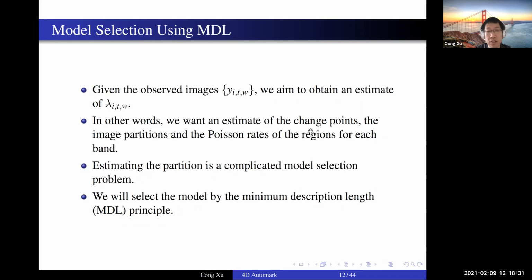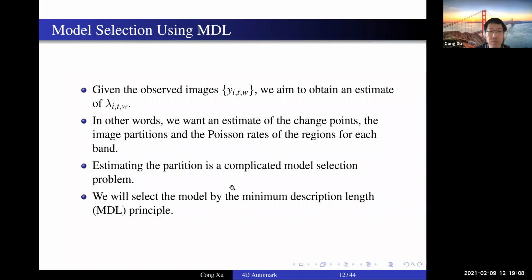Okay, but the problem is it's pretty hard to estimate the change points and the image partitions given just this 4D table like that. So estimating the partition is actually a quite complicated model selection problem. It's kind of like a combinatoric one. Therefore, we need some criteria or principle to help us to estimate this partition or image segmentation part.